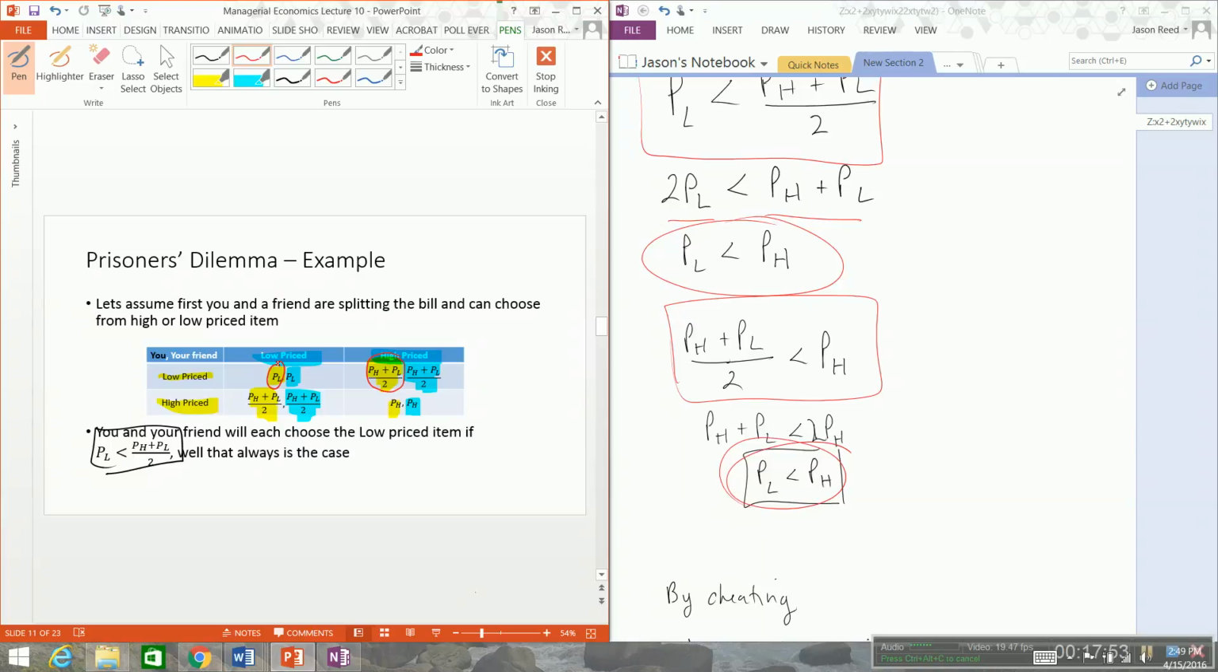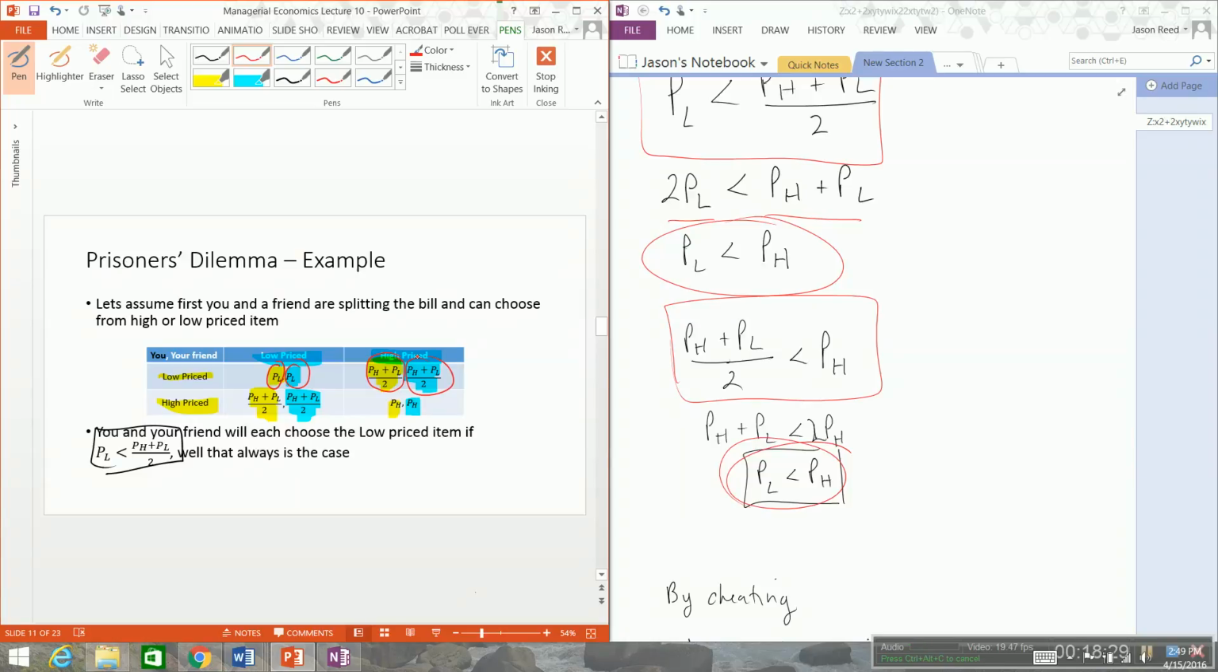So here we have a dominant strategy. The dominant strategy is for you to always choose the low-price item, regardless of what your friend is going to choose. And now we can think about the beliefs of your friend and you. If your friend believes that you're going to choose the low-price item, what might they choose? Well, again, they're going to choose the low-price item. And if your friend believes that you're going to choose the high-price item, what might they choose? Well, they're going to essentially choose the low-price item as well.